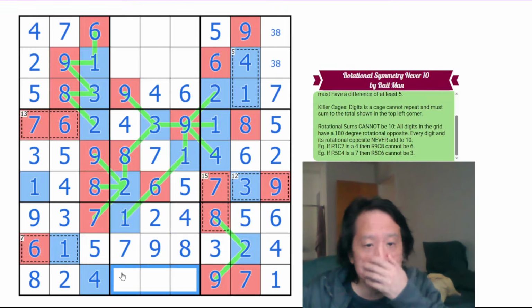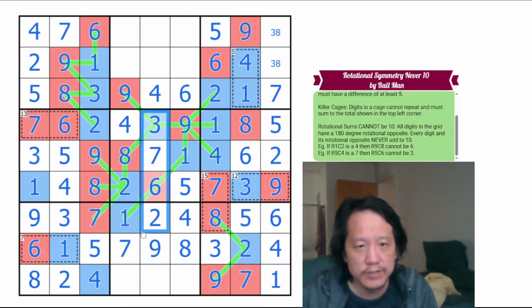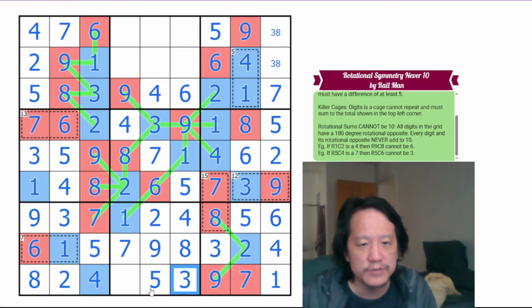Remaining digits in row 9. We have 3, 5, and 6. So 3 and 6 cannot be here because of 3, 6 in the column. So this is 5. This can't be 6 because of the 6 in the column. So this is 3, and that's 6.